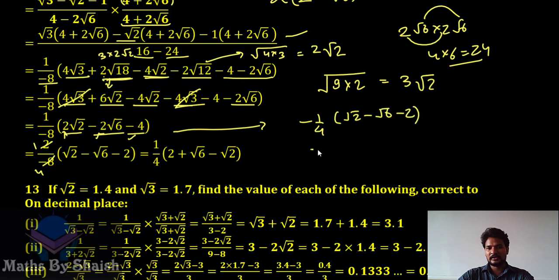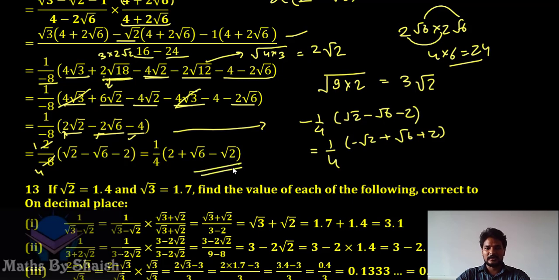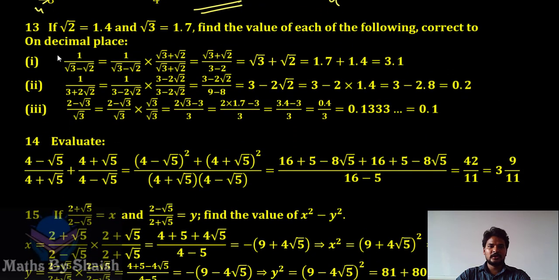Minus is outside, so we can simply multiply by this. So we will get 1 upon 4 times minus root 2 plus root 6 plus 2. So I arrange this, and we can write this as 2 plus root 6 minus root 2, and that's the answer. Now come to the 13th question.